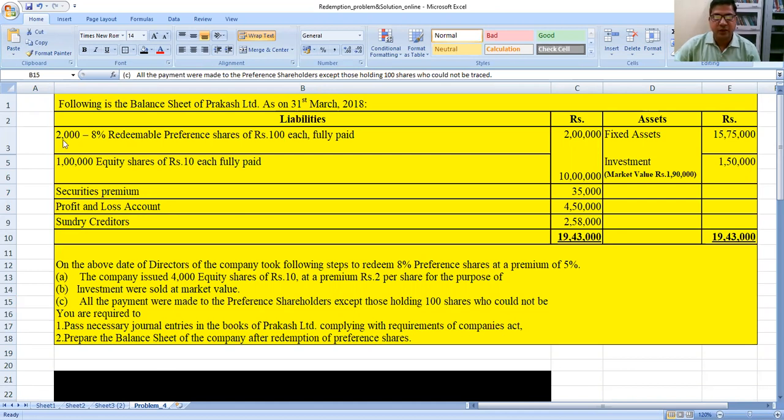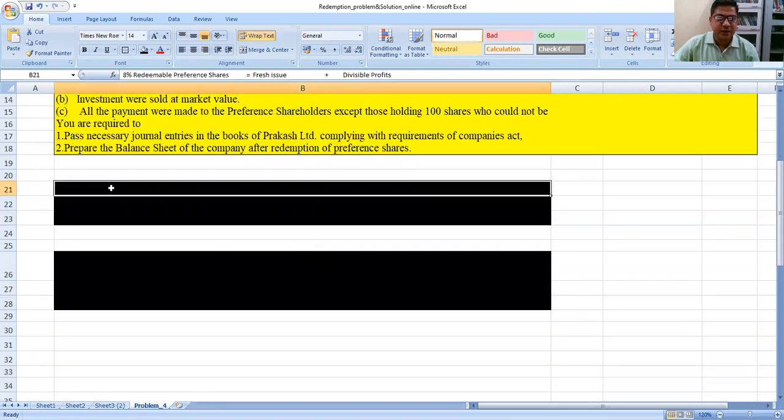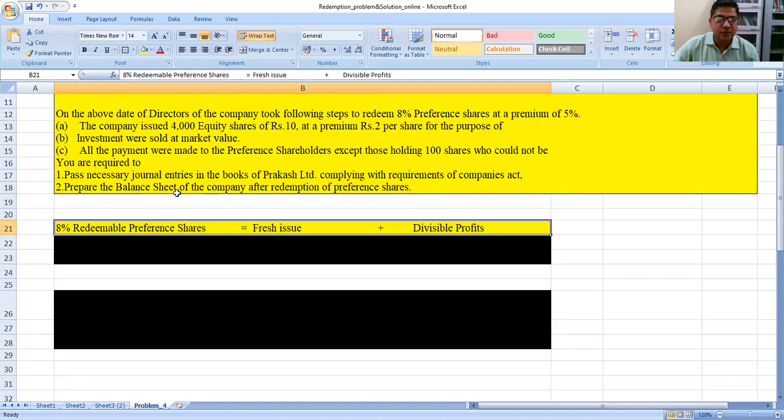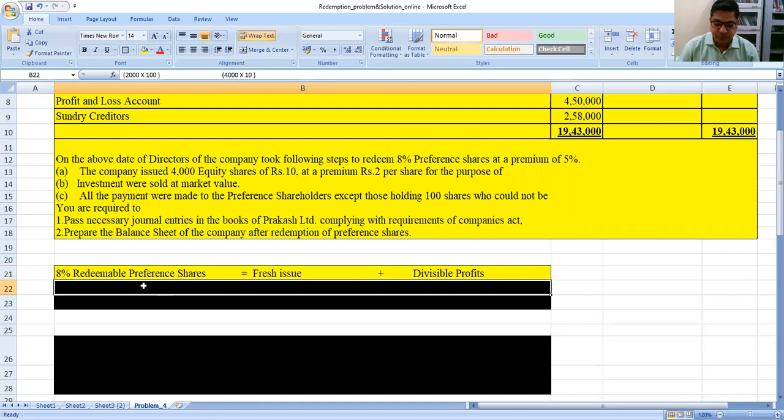Redemption साठी आपल्याला fully paid up shares हवेत, तर आपल्याकडे fully paid up shares आहेत 2000 into 100 each. तो 2000 into 100 2 lakhs. हे 2 lakh shares आपल्याला redeem करायचे. We want to redeem and त्याच्यासाठी आपल्याला काय काय आणावं लागेल, काय गरज आहे, तर त्याच्यासाठी आपल्याला नवीन इश्यू केले पाहिजे. सपोज आता आपल्याला रिडम्पशन करायचं आहे, तर रिडम्पशन पर्पज आपण पैसे कसे गोळा करणार, तर रिडम्पशन पर्पज वी कॅन यूज फ्रेश इश्यू.